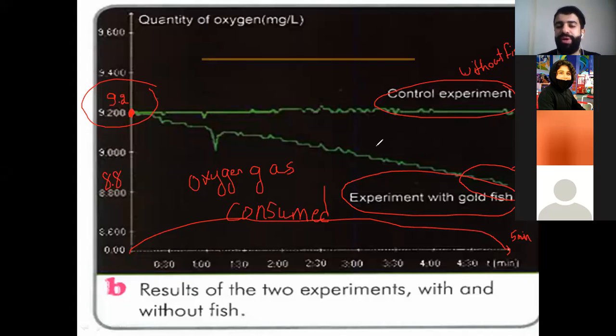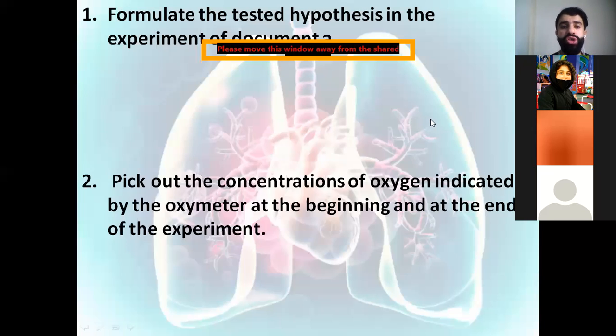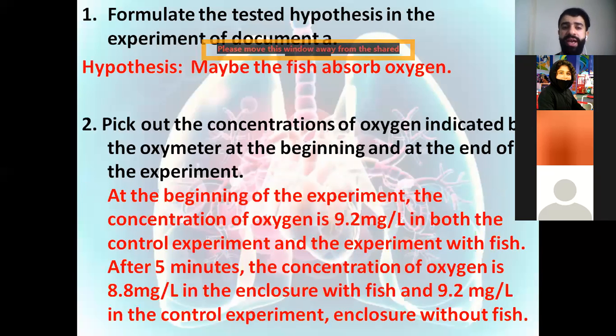This is the control experiment, and it's used to compare and explain the different experimental results. Moving now to formulate the tested hypothesis in the experiment. Always, whenever you formulate the tested hypothesis, it should be written like this. You have to write the word hypothesis, colon, not then.